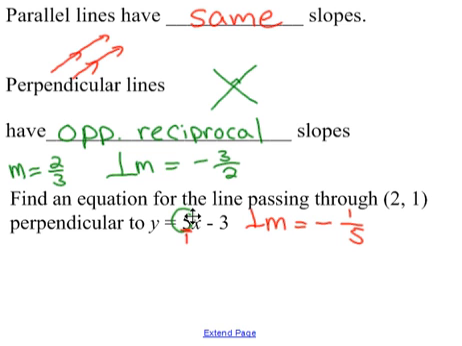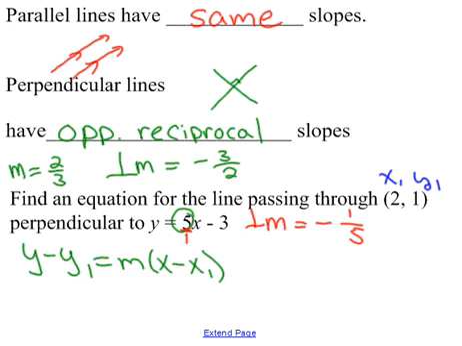Now we also know, if we're going back to our wonderful point slope form, I'll write it up here just to have you remember it. We know that this is my x1 value and this is my y1 value. So all I have to do is plug my two numbers in, or my 3 I should say, y minus 1 equals negative 1/5 times x minus 2, and we're done.